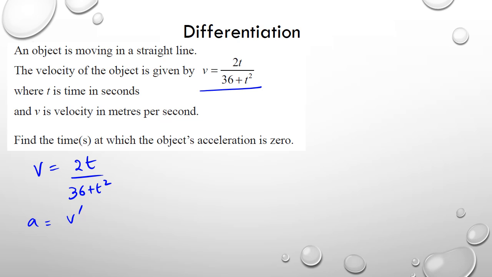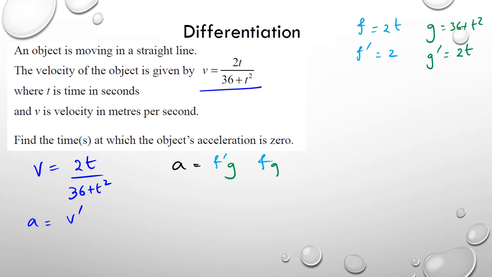Now looking at this function, what are you going to use to differentiate? What rule? Quotient rule, thank you. If we're using the quotient rule, I'm going to use f and g. If I put f equals 2t, f dash equals 2, and g equals 36 plus t squared, g dash equals 2t. So now I can write acceleration as the differentiation of velocity, which is f dash g plus f g dash, and that whole thing is divided by g squared.